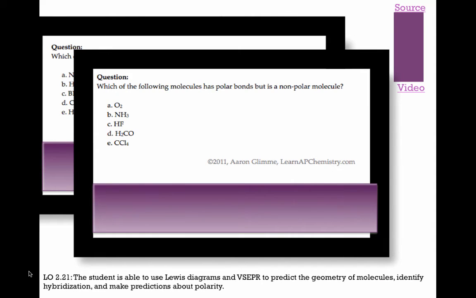Okay, so which of the following molecules has polar bonds but is a non-polar molecule? So you might have to draw it out, you might not have to. Which of the following has polar bonds but is a non-polar molecule? Any of them that you could cross out right away? I heard C. Okay, that's a polar bond. Anything else you could ignore?